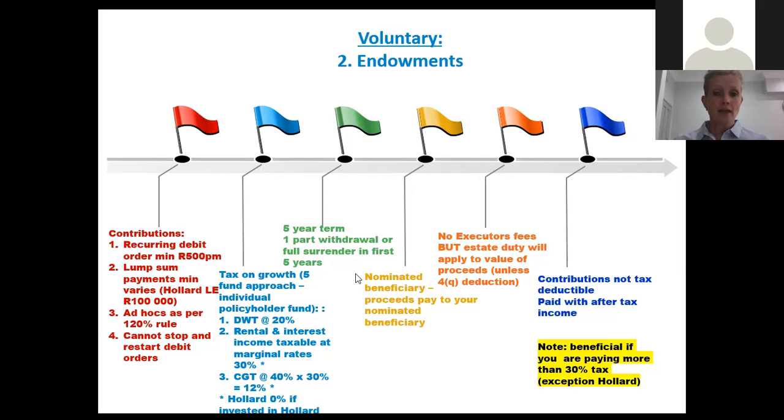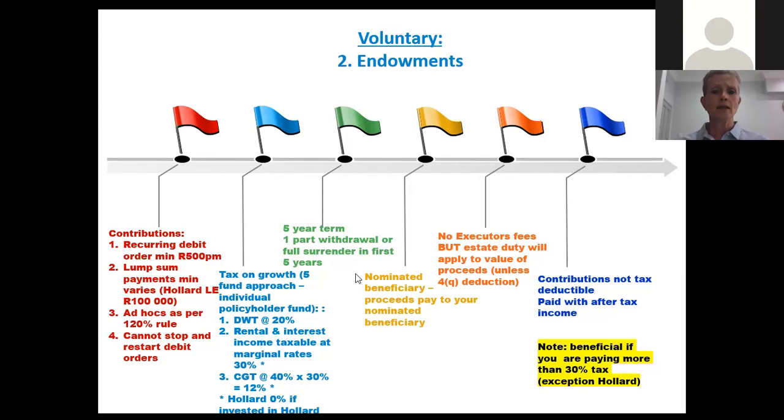There will be no executors' fees if the nominated beneficiary is a person. Obviously, if you've nominated the estate, then it becomes an estate asset. There would be executors' fees, but that would be silly unless there were specific reasons for that. But there will be no executors' fees, but the estate duty would apply on the value of the proceeds.